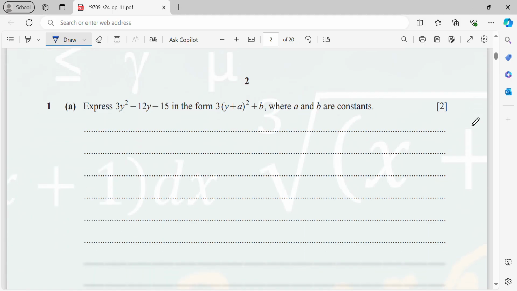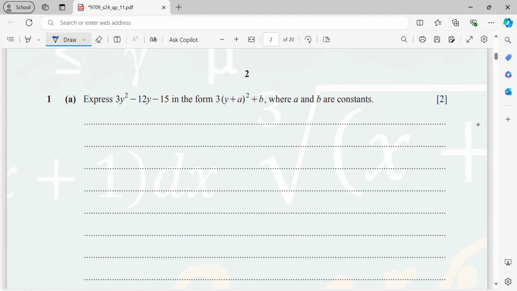Okay, so for question number 1a, express 3y squared minus 12y minus 15 in the form of 3 times the square of y plus a plus b, where a and b are constants. So obviously this is solved using the completing the square method. According to the completing the square method, we have to make sure the coefficient for y squared is positive 1. Therefore, we need to factorize 3.